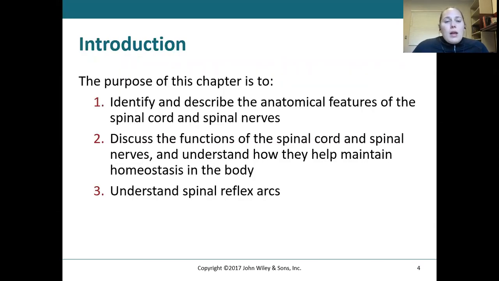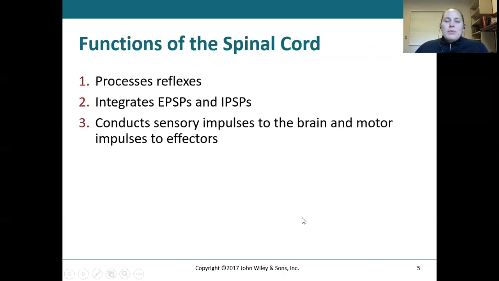Okay, so the overarching purpose of this is to talk about the spinal cord and its function in the human body. So not surprisingly, one of the main goals is to identify some of the anatomical features of the spinal cord and spinal nerves. We'll also discuss some of the functions of the spinal cord and spinal nerves and how they help maintain homeostasis in the body. They're very important for that purpose. And then we'll lastly finish up talking about reflex arcs and how they are interesting in the fact that they stay within a very localized area. So reflexes are actually pretty cool.